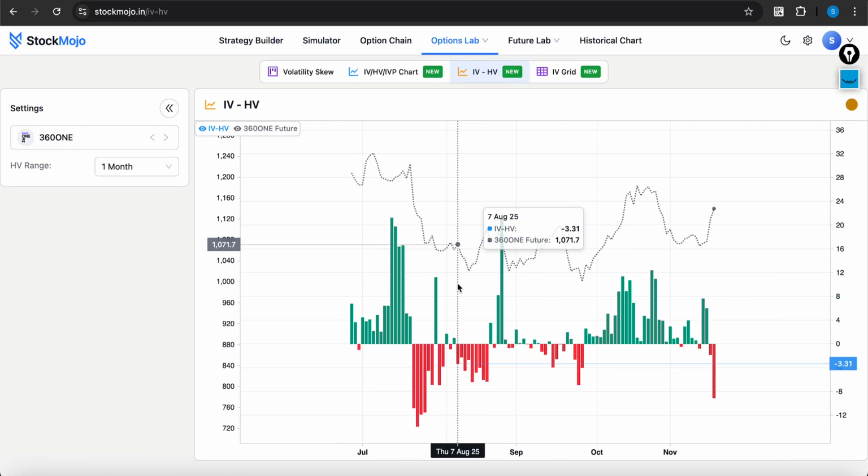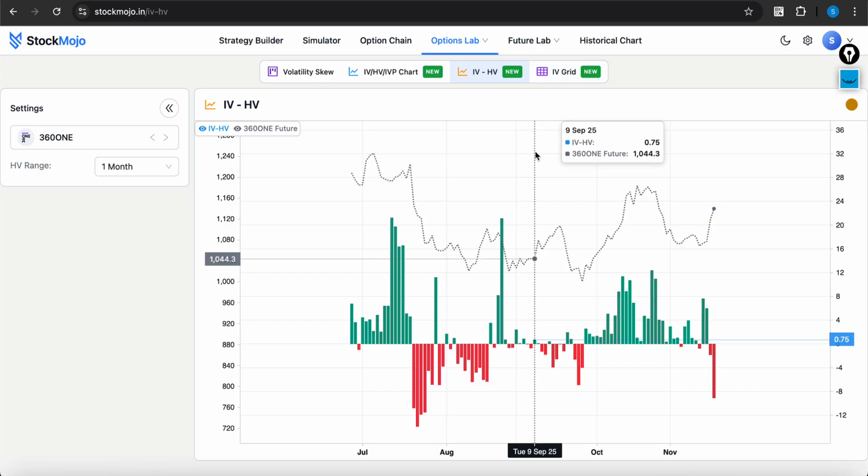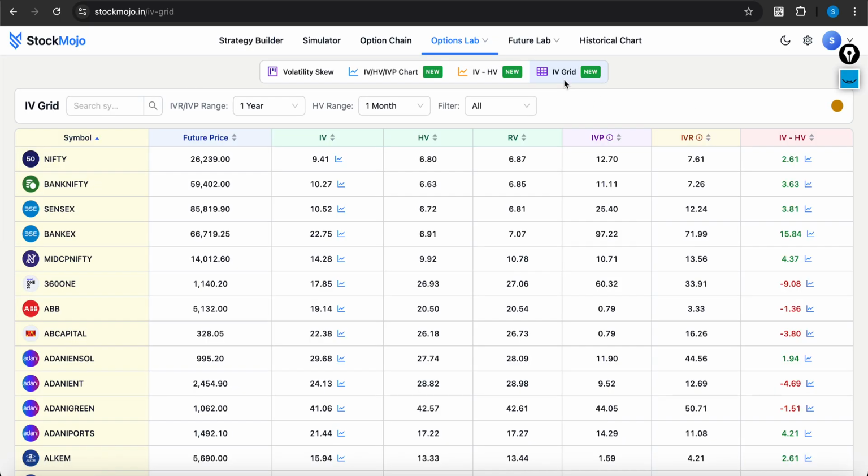You can see a chart. In this, you have four tabs: Vol Skew, IVHP, IVP, IVHV, and IV Grid. Let's talk about an interesting feature called IV Grid. Once you click on IV Grid, if you are looking for any bullish undertone asset from the galaxy of FNO, you need to come down and select HV is greater than IV.